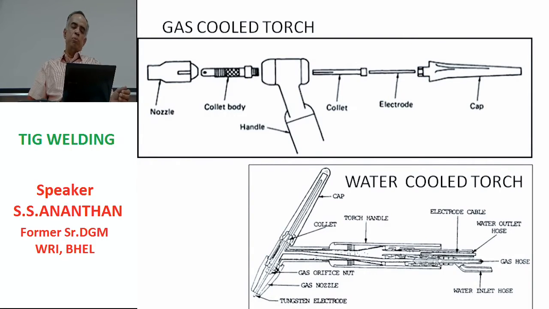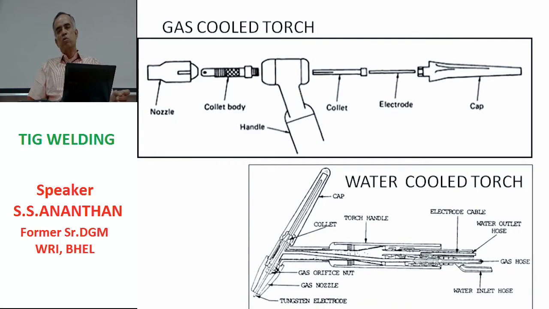Now as you can see in the picture, again we see the torch body, we see a collet, the collet body which is holding the tungsten electrode, and then you have the nozzle which is directing the shielding gas towards the desired location. If you compare it to the water cooled torch, you see two more additional points. One is the water being sent into the torch body, and the second is the water going out after cooling the torch body.